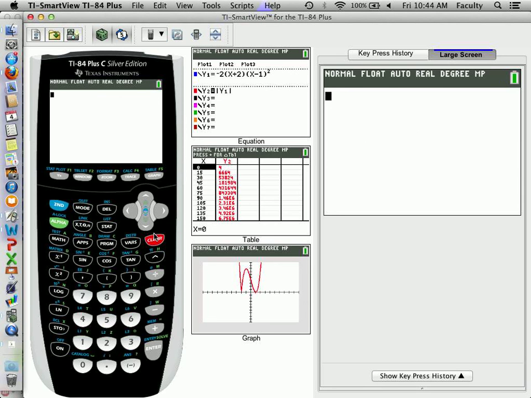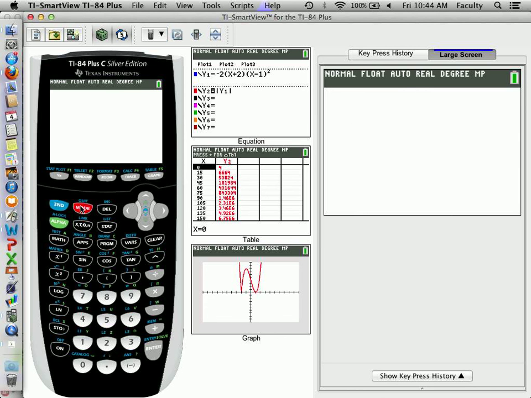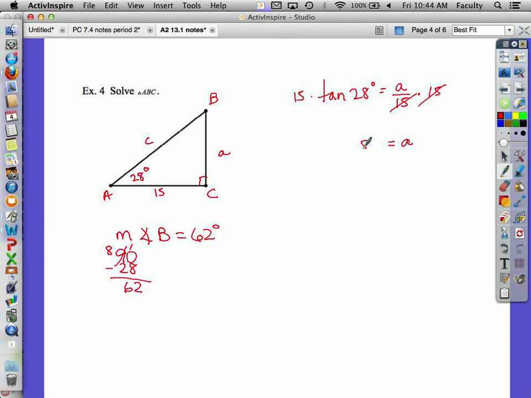Let's take your graphing calculator, and you need to press the mode button. If it's set on a standard setup, it's on radians, and we need to move it to degrees. So go down here and press enter on degree. And then we're going to do 15, press that tangent button, 28, and I'm getting 7.956, really close to 8, isn't it? So a is 8.